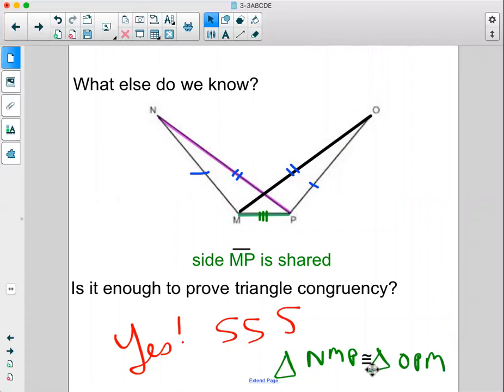When you write your congruency statement, make sure you line up the corresponding parts. So I named the first one NMP, meaning I went down the 1 scratch, across the shared side, up the 2. So that means over here I have to do the same thing. I have to do 1 scratch, across the shared side, up the 2, OPM.